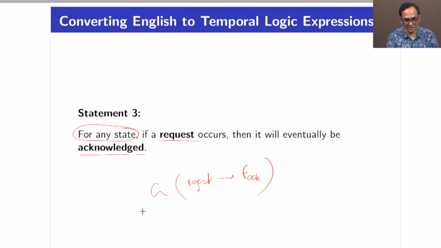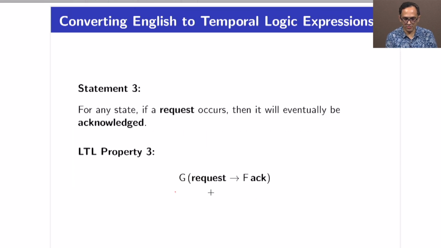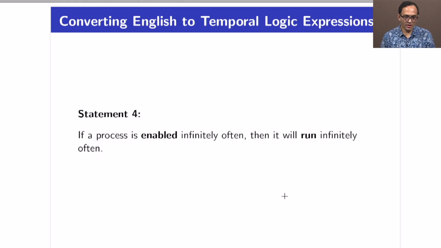So for any state, globally, if a request occurs, it implies that in the future, eventually, an acknowledgement is going to happen. So this is G, request implies F, acknowledgement. This is how the encoding will happen for this statement 3. Okay. Let us take the fourth one.